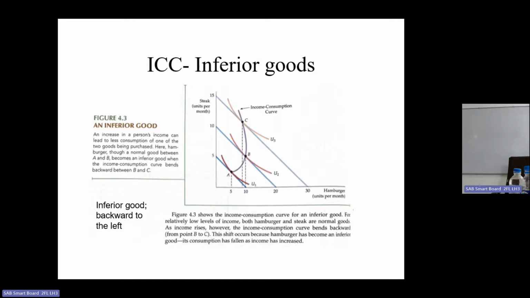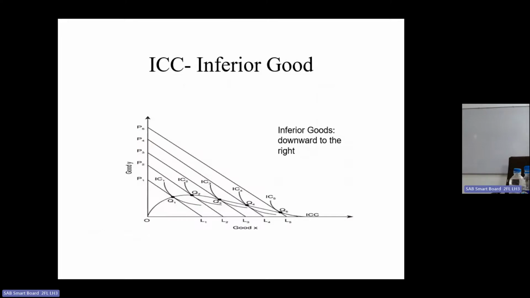So this kind of curve is a backward curve. Normally we need to see the backward curve in the case of inferior products, backward to the left. And here, downward sloping, from left to right. Is it clear?